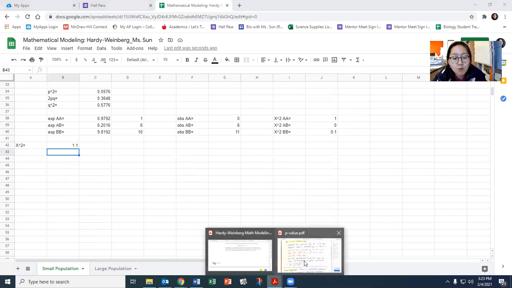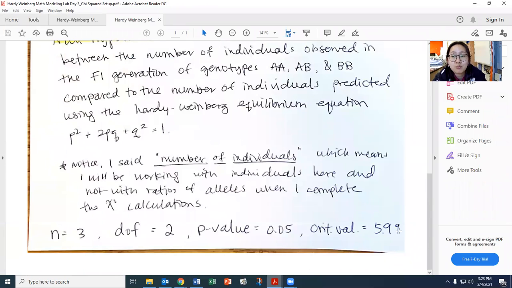Now, we're comparing that 1.1 to a 5.99. And a 5.99 is much greater than a 1.1. So in my case, in my conclusion, I would have to write out basically word for word that I failed to reject my null hypothesis, or we failed to reject our null hypothesis at a degree of freedom of 2 and a p-value of 0.05, because our chi-square value of 1.1 is smaller or less than our critical value of 5.99.